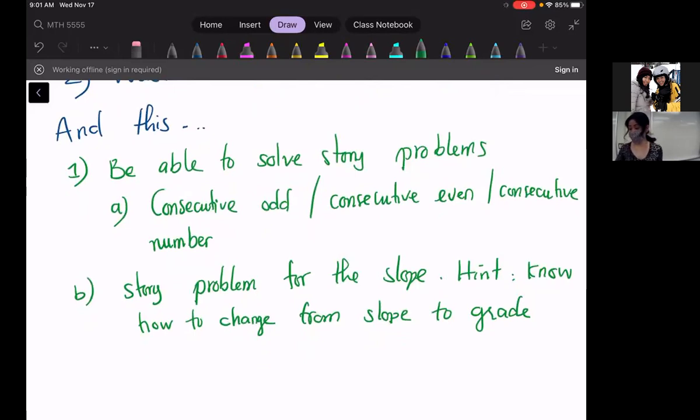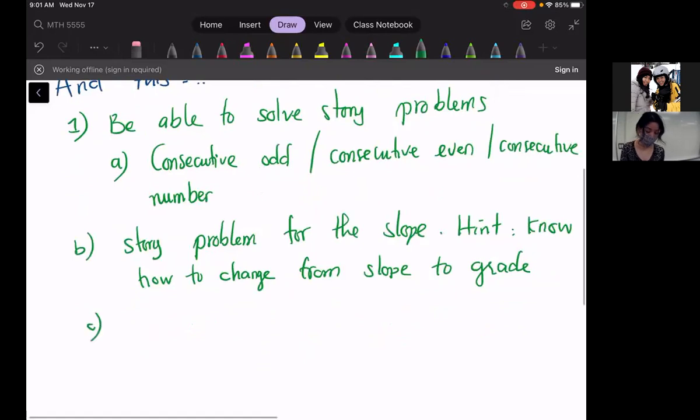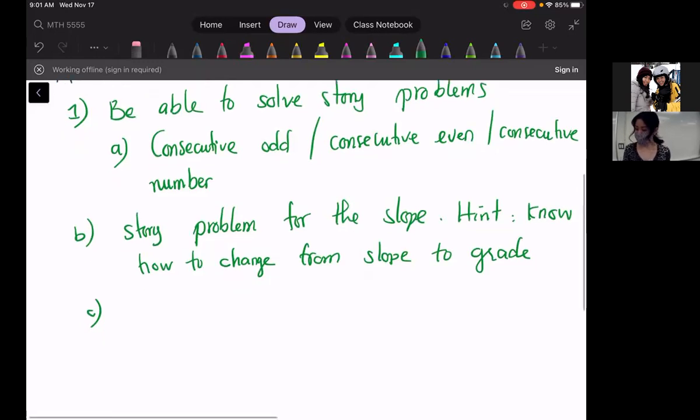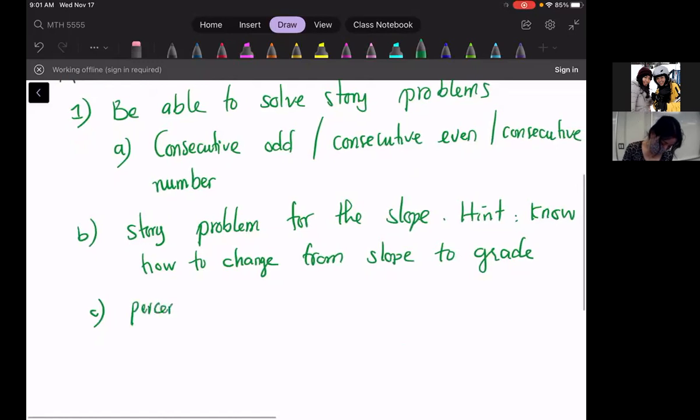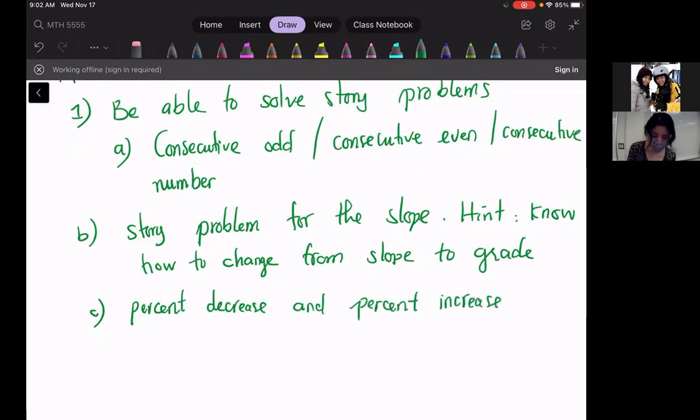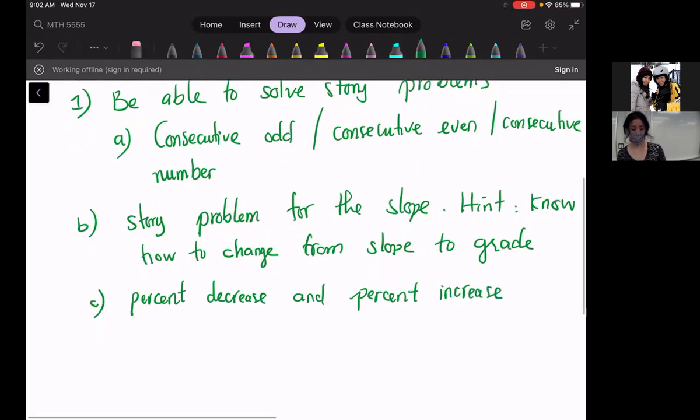What else? I'm looking at the exam right now, literally telling you what to study. Of course, you have to do the worksheet too, okay? Repetition is the key. Percent decrease and percent increase. Those kinds of problems. I don't remember what section. You go back and look. Can't give you everything.